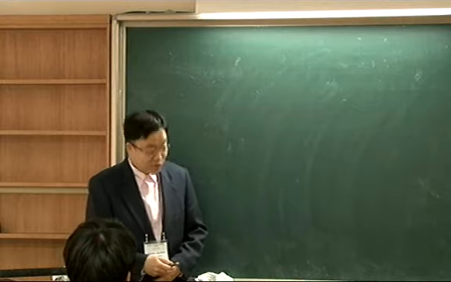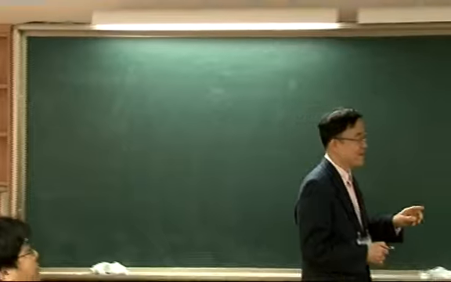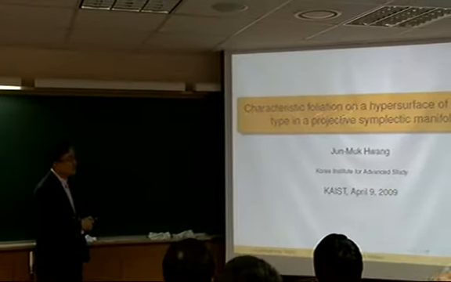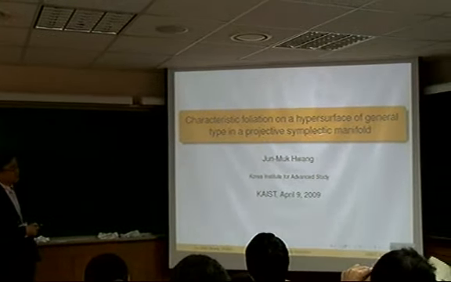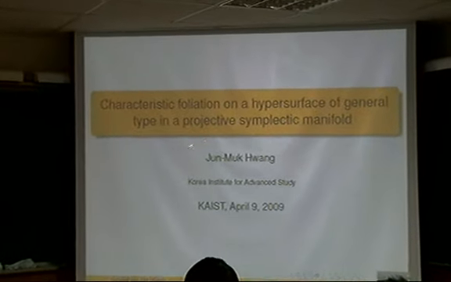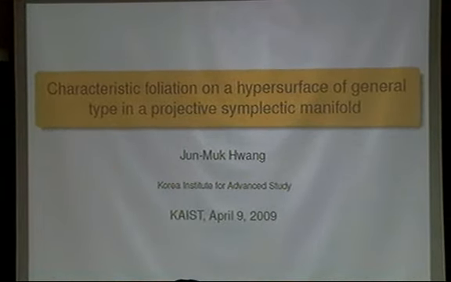So today I will talk about some recent work with Eckhart Viehweg. This is about characteristic foliation, and it has to do with projective symplectic geometry. I realized that I gave a talk about this a few weeks ago in an algebraic geometry meeting, and realized that people are not so familiar with this word foliation. So I will start with explaining what this means.